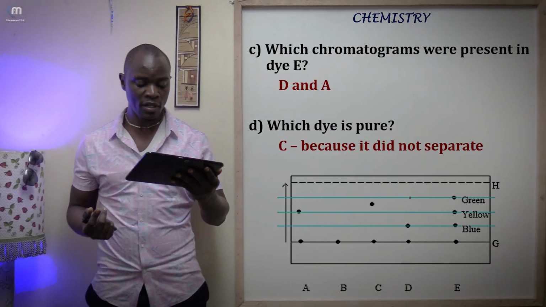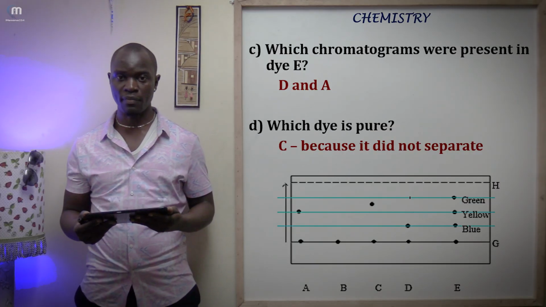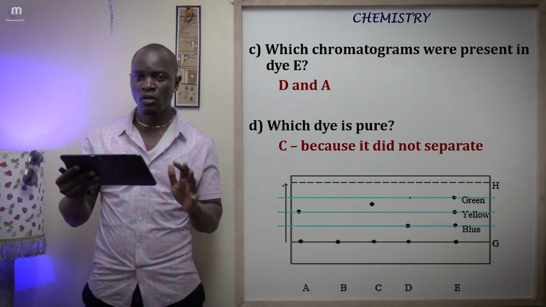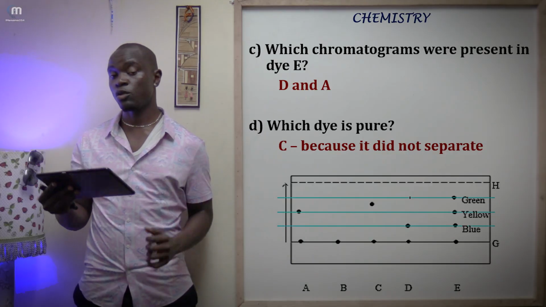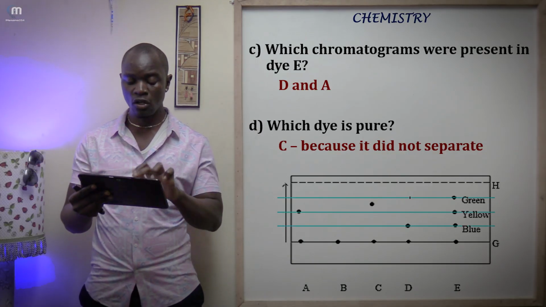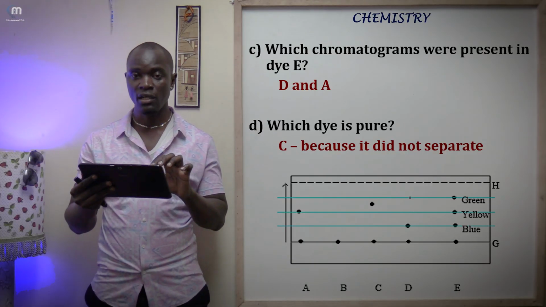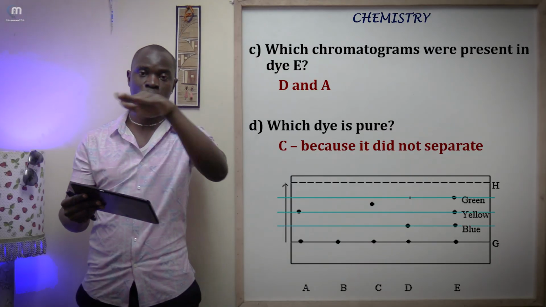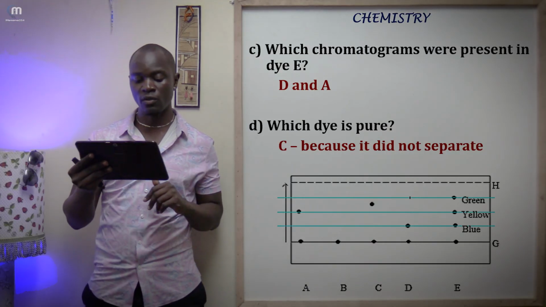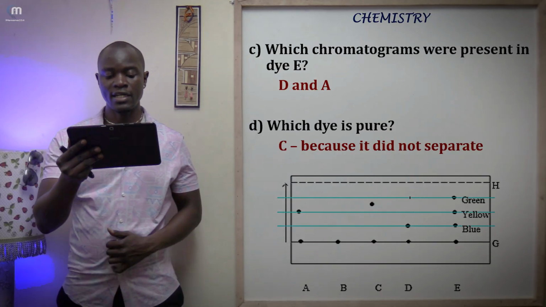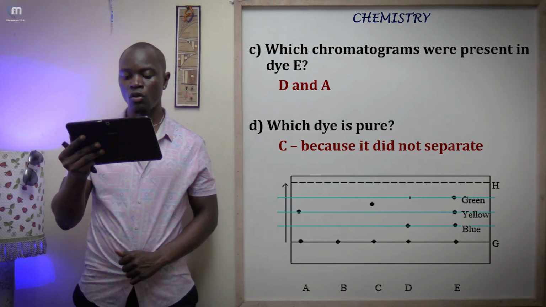Also, we could give letter B, because B did not even separate. But since B did not separate, that is not a dye. The best answer to give is C, because C did not coincide. You can see its pigment is only alone. It does not coincide with anything on the same line. So the best answer is letter C.